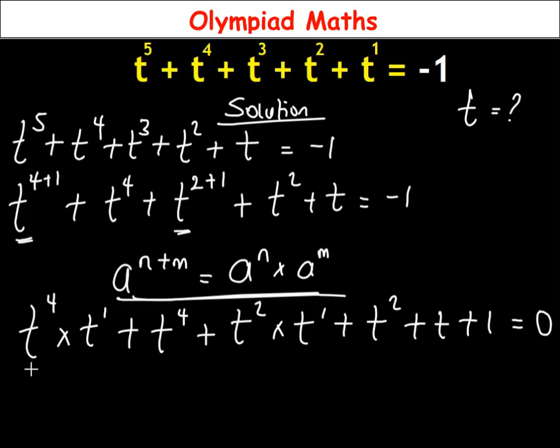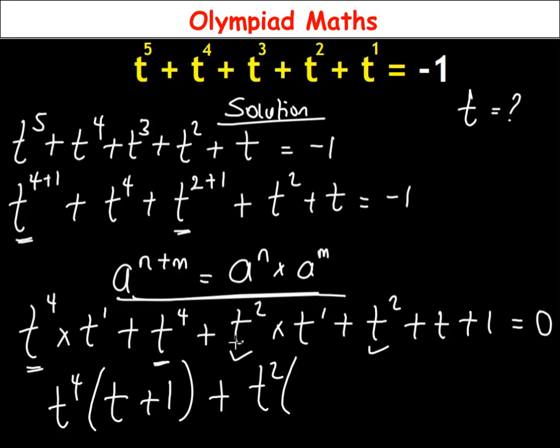At this junction, t power of 4 is common, so we can factorize this out, and also t power of 2 is common, so we can also factorize it out. So first, factorizing out t power of 4: if you divide t power of 4 with t power of 4 times t power of 1, you are left with t power of 1, and t power of 1 is the same thing as t, then plus, if you divide t power of 4 with t power of 4, you are left with 1. So we factorize out t power of 4 to get this.